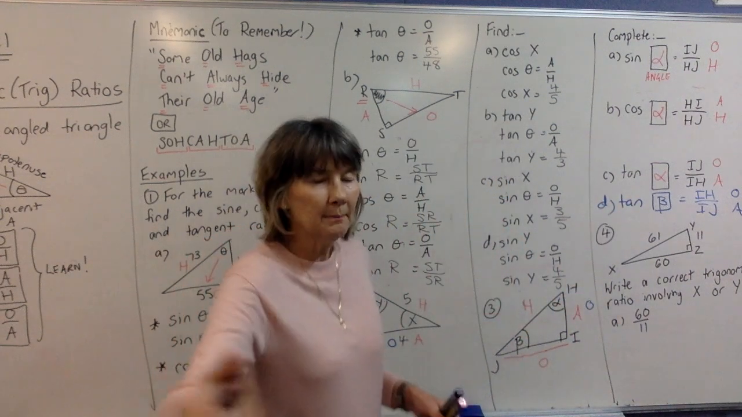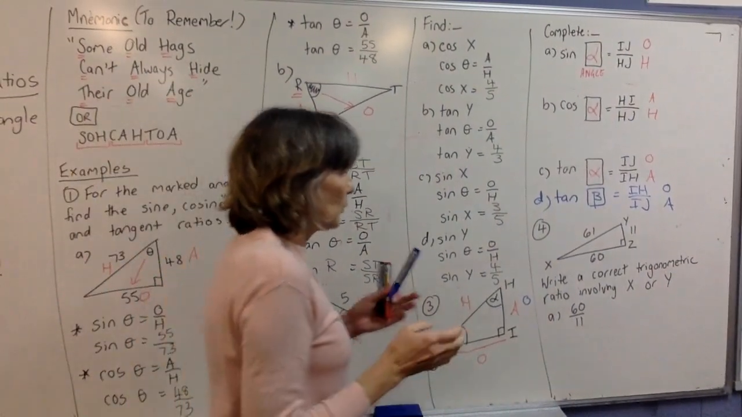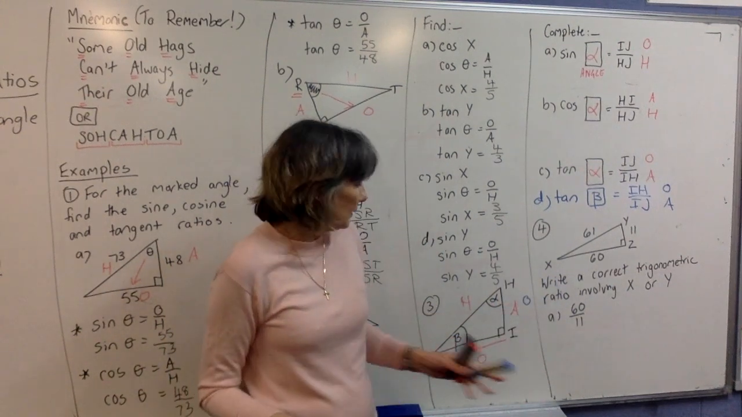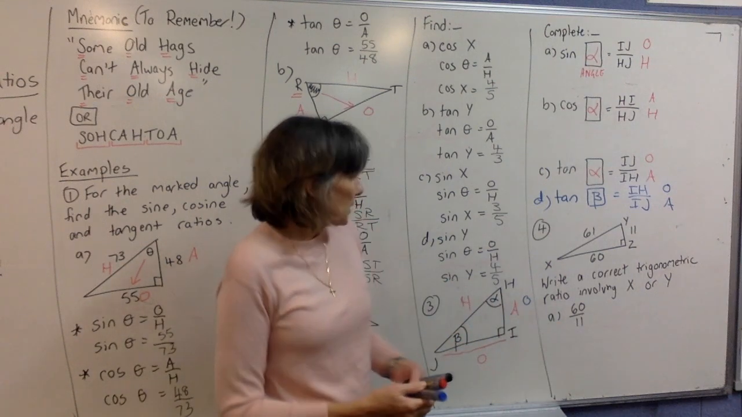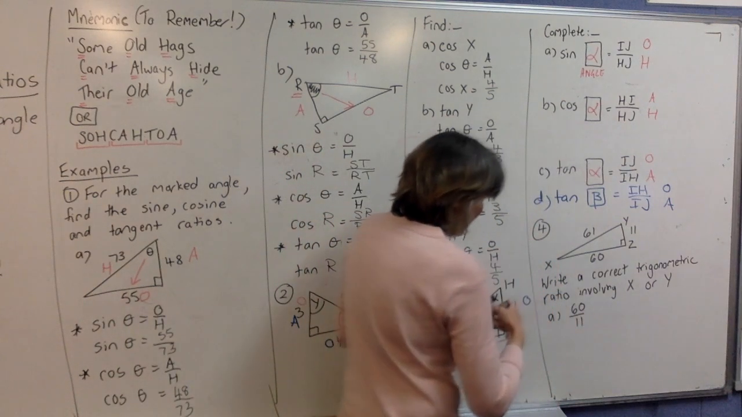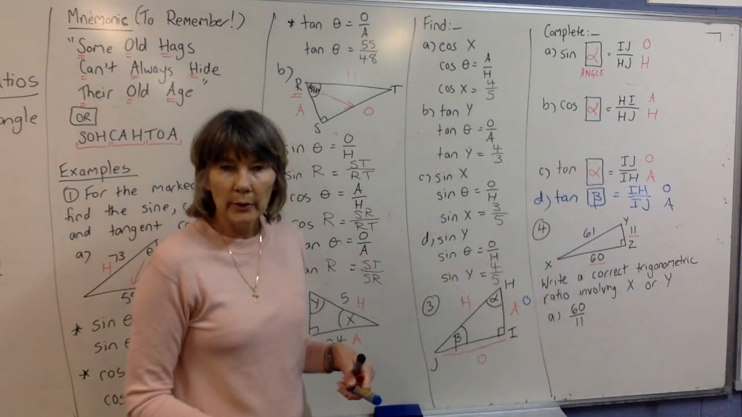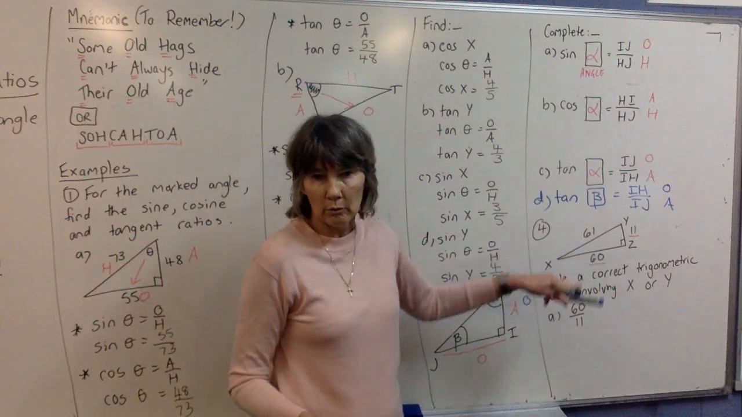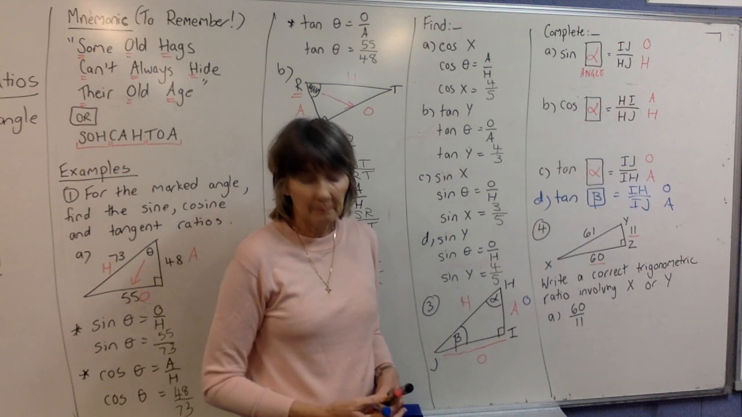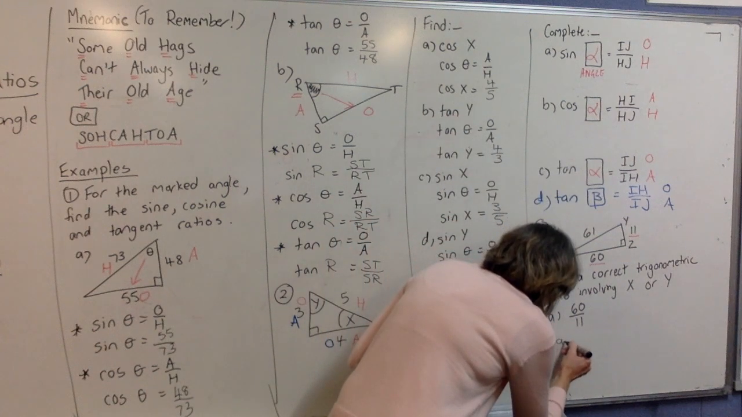Right, the next question we're doing involves another triangle, and they've asked us to write a correct trigonometric, or trig, ratio involving x or y and this fraction. Okay, so let's have a look at it. 60 over 11. So we're looking at these two sides here. This one and this one. So we're not involving the hypotenuse at all. So which trig ratio has the opposite and the adjacent sides in it? That's tan, right? So we're going to start this by writing tan.